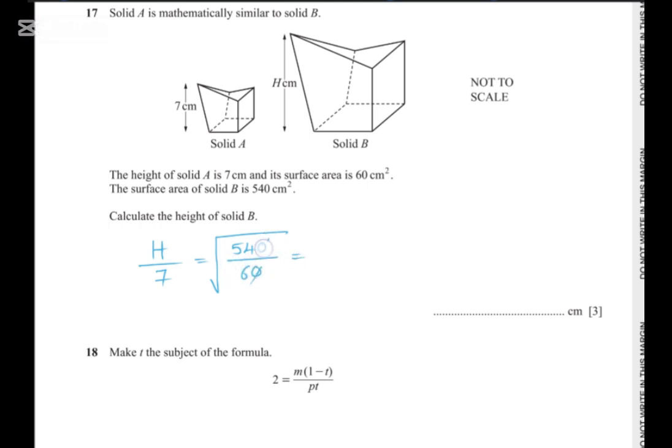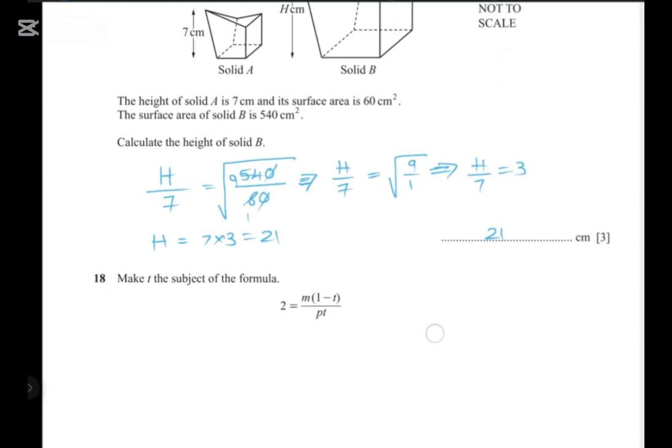Cancel out the zeros, and 6 9s are 54. So H by 7 will be equal to the square root of 9 by 1, which is H by 7 is equal to 3, because the square root of 9 is 3. So therefore the height of solid B is 7 into 3, which is 21. So the answer is 21.